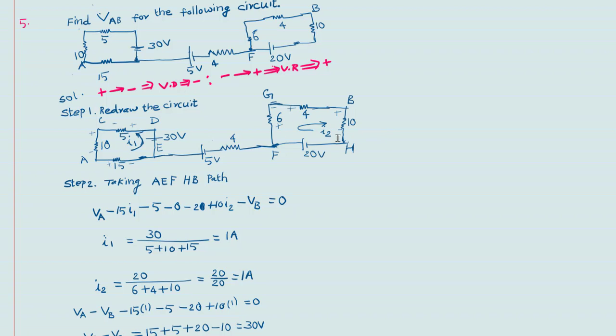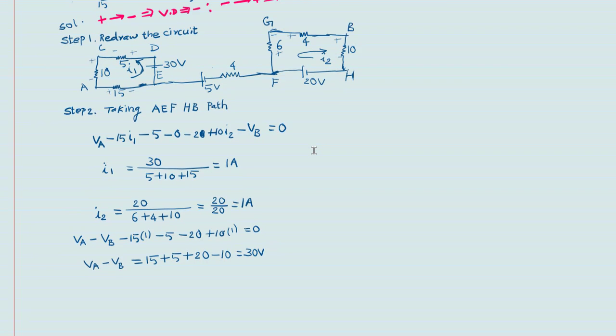Having completed all this polarity allocation and also the loop current allocation, now we have to choose a path to get the VAB. A is known, B is known. So you can name all the terminals like this. This is C, D, E, and this is F, H, B, G. We want to write the equation only in this path: A, E, F, H, B.